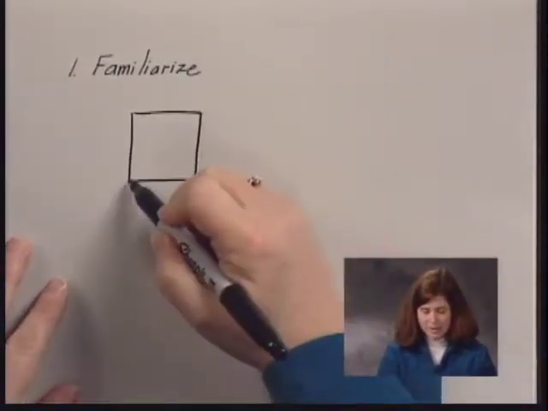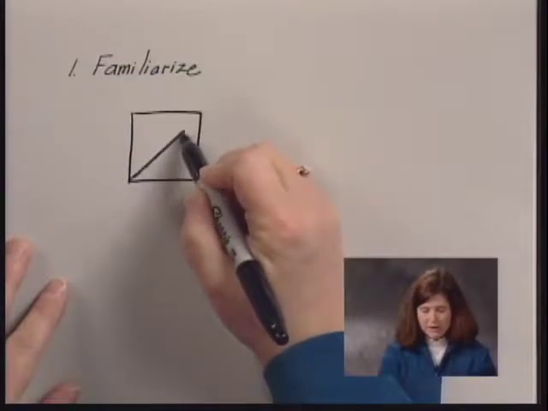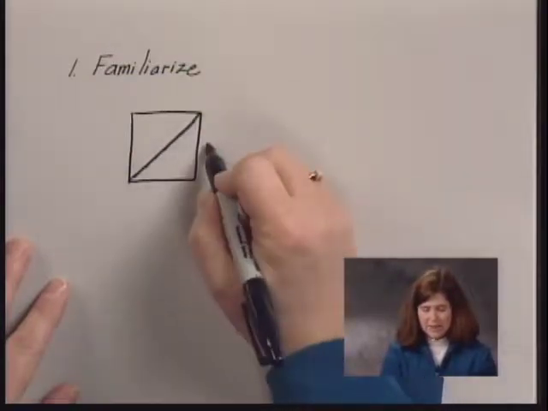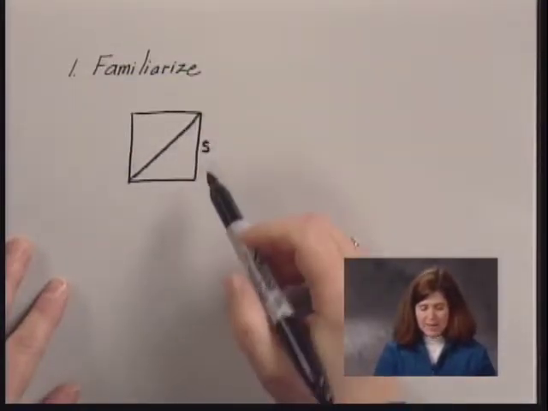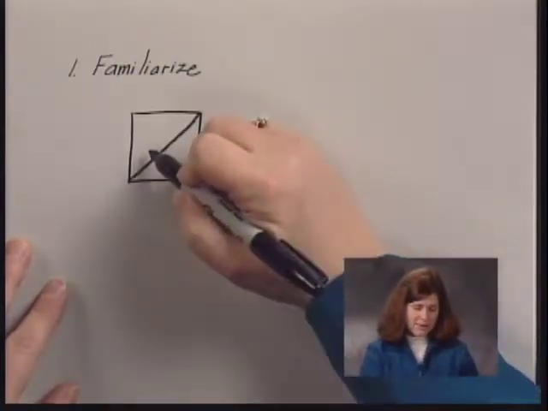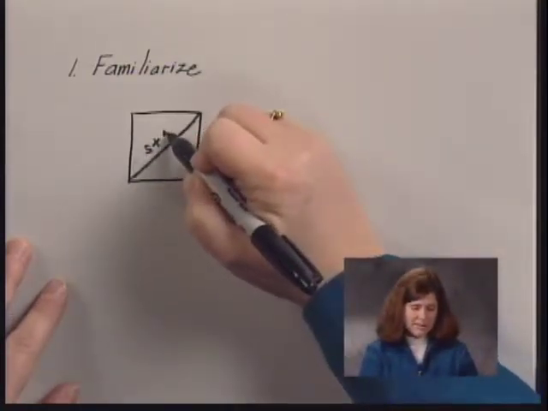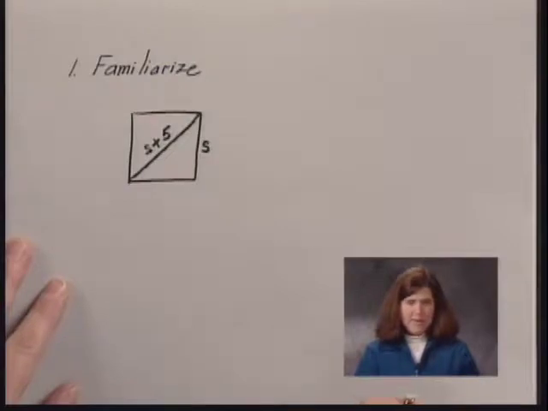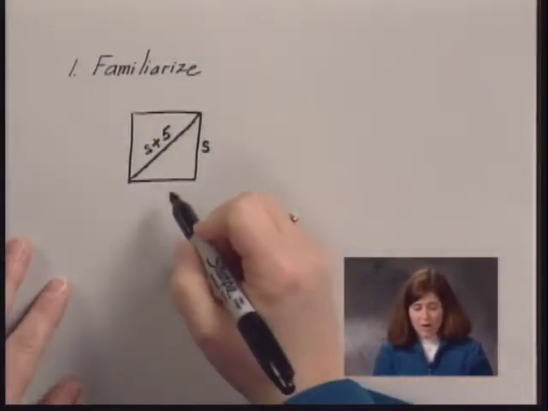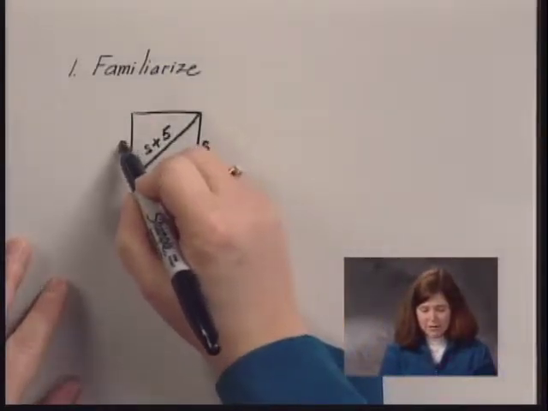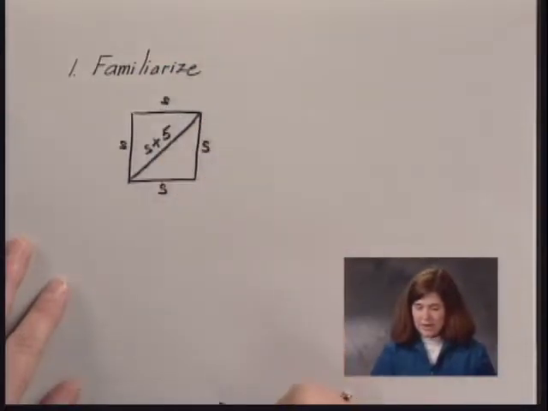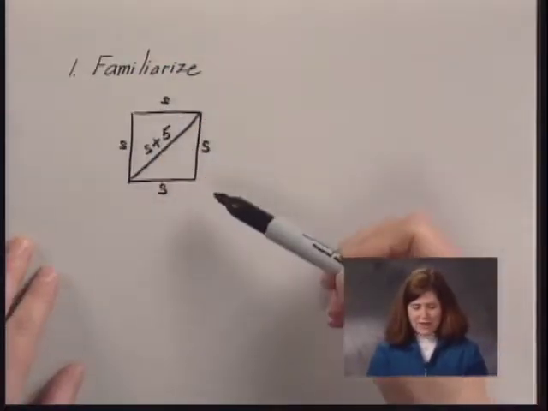And here's the diagonal here. Now we're asked to find the length of a side, so let's label that S. And since a side is S, the diagonal has to be S plus 5. Now since we're dealing with a square, all the sides are S, so I could actually label them all S. And then we look and see what we have here.